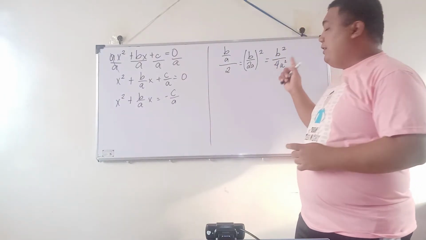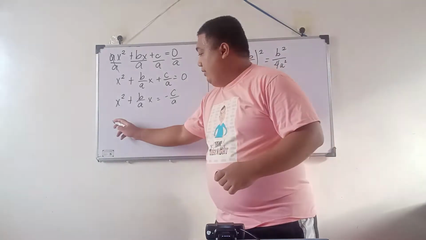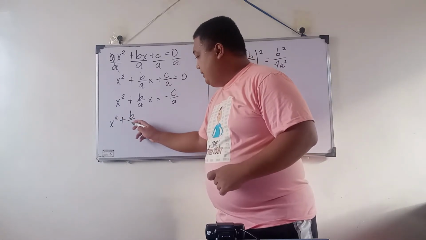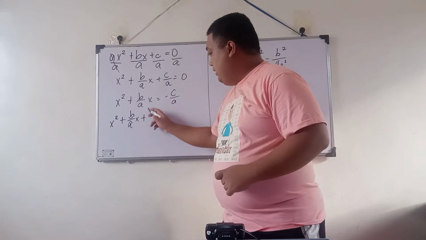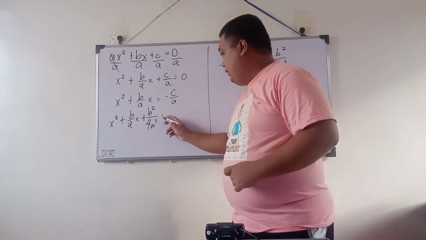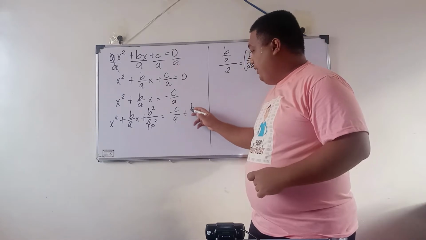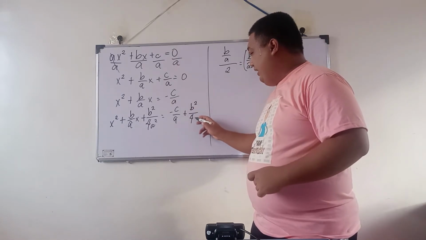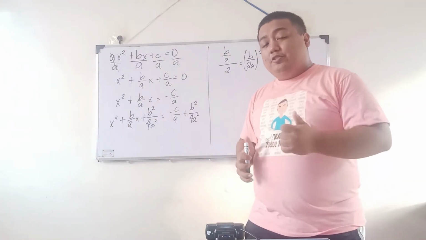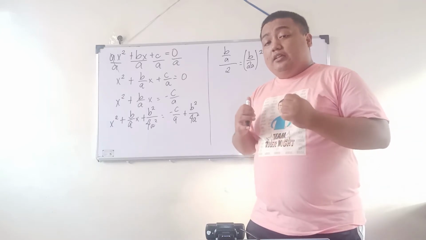So it means, b squared over 4a squared, yan yung i-add natin on both sides of the equation. So x squared plus b over a x plus b squared over 4a squared equals negative c over a plus b squared over 4a squared. Medyo mahaba, pero doon natin makikita kung paano talaga nakukuha yung ating formula.